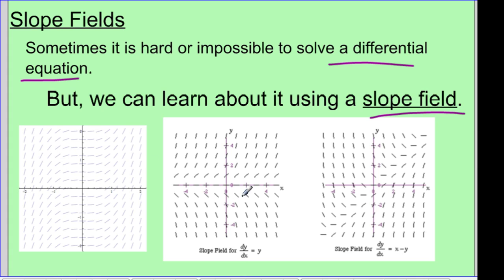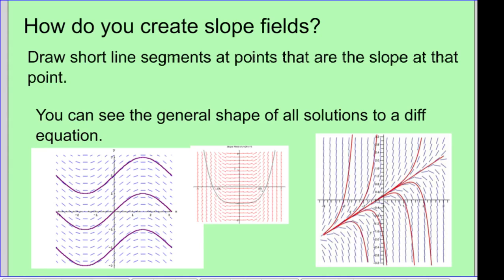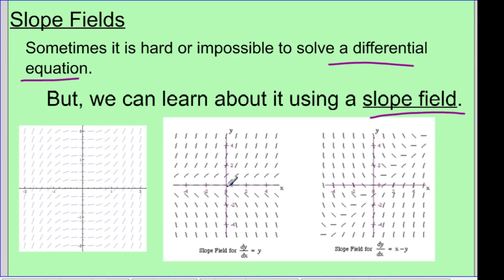And these are what slope fields are going to look like. A bunch of lines at each point, not dots everywhere, lines. And these lines represent slopes. They can look like all different shapes. Now, the details. How do you create a slope field? You draw short line segments at points that are the slope at that point. So for example, in that last case, this is an equation where dy/dx equals y. So at 0, 0 right here, your slope is just a flat line, and that's going to be a slope of 0.